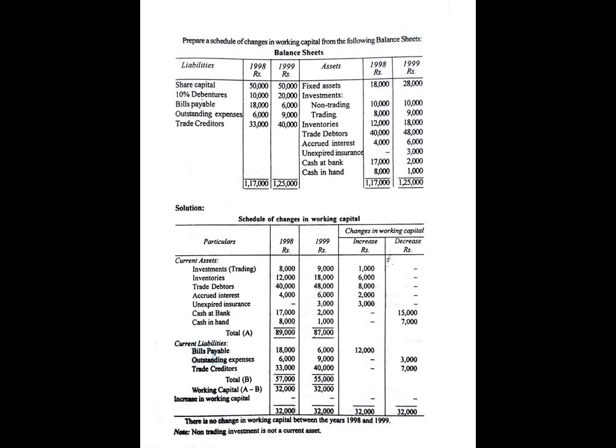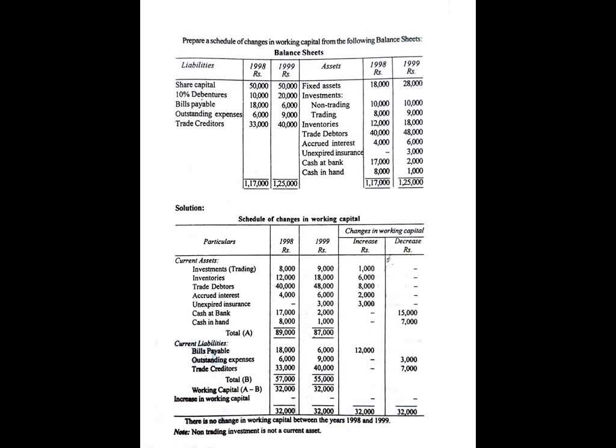Second problem. Prepare a schedule of changes in working capital from the following balance sheet. Under the balance sheet we have two sides, liability side and asset side. Liabilities are 98 and 99. Share capital 50,000, 50,000. Debentures 10,000, 20,000. Bills payable 18,000, 6,000. Outstanding expenses 6,000, 9,000. Trade creditors 33,000 and 40,000.